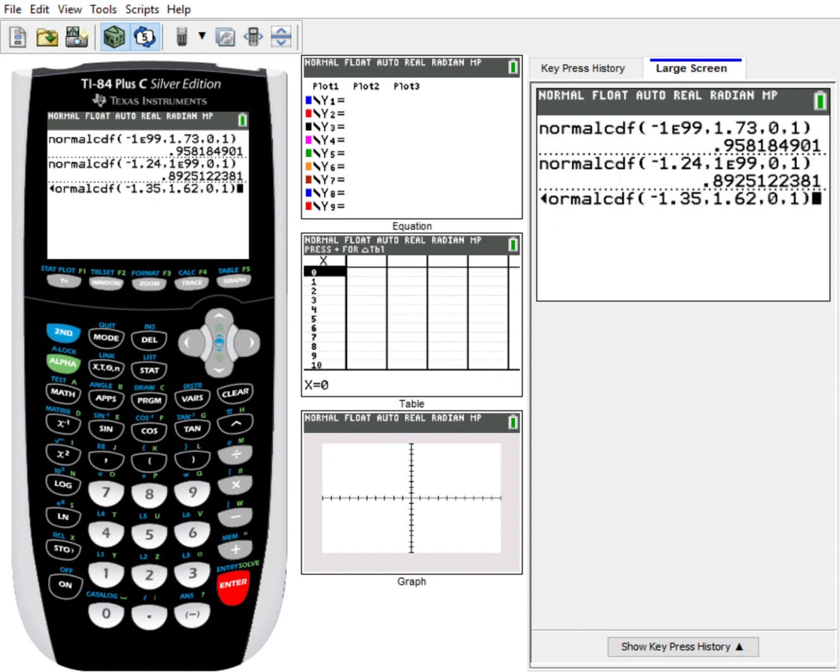Same thing for the TI-83 people. Normal CDF, open parenthesis, lower bound, comma, upper bound, comma, mu, comma, sigma. Push enter, and there's your 0.8589 answer for the probability of being somewhere between negative 1.35 and positive 1.62 on the standard normal curve.